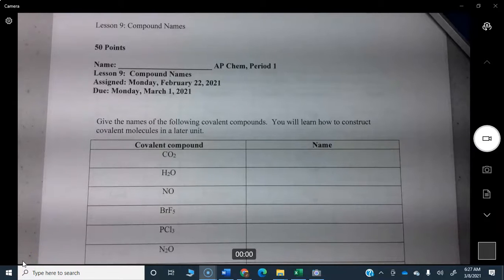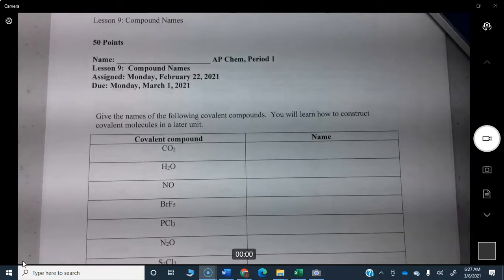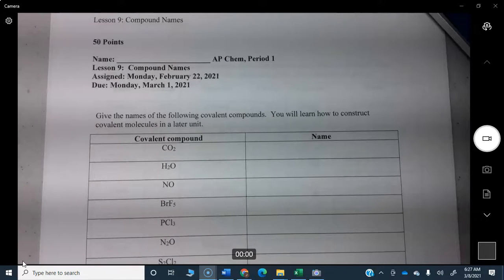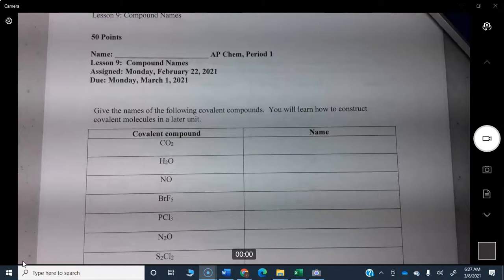Honors Chemistry, this is a solutions video for lesson 9. It was assigned some time ago, but some students had questions on this and I had not posted an answers video, so I'm going to go ahead and do that now. So we'll get started. The first page is a list of covalent bonds, and your job is to give the name of each of these.